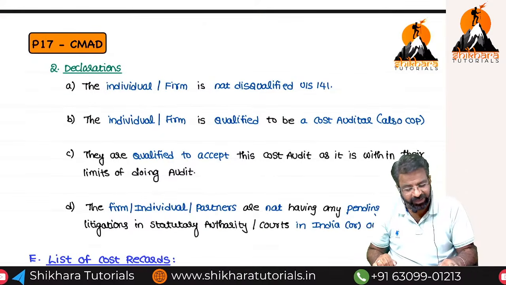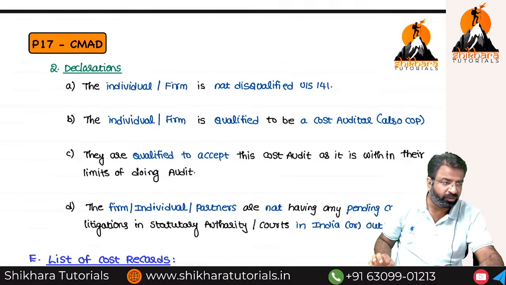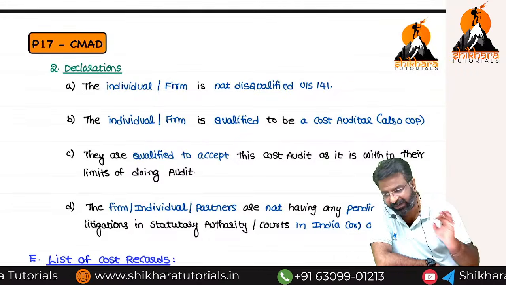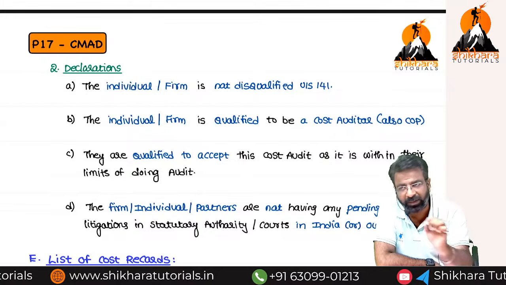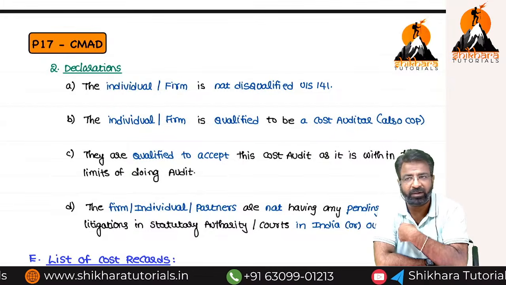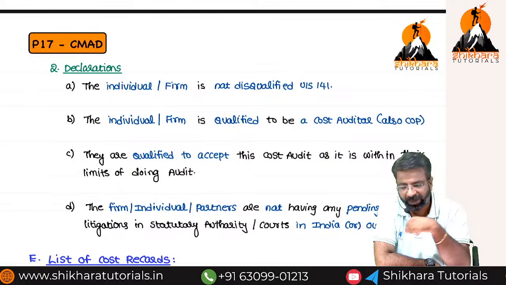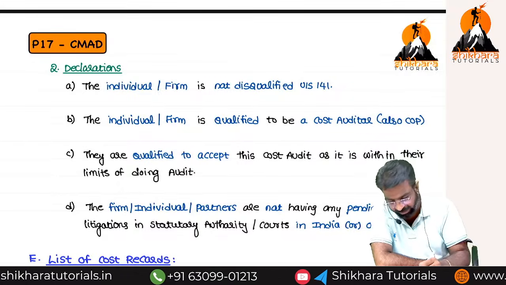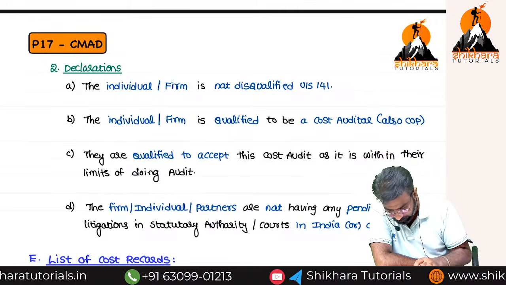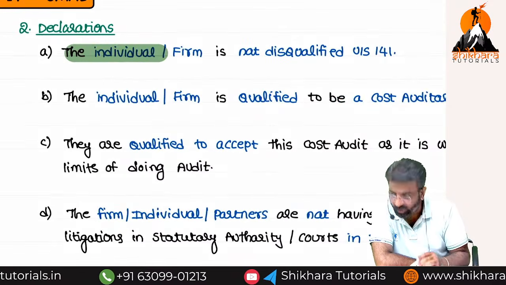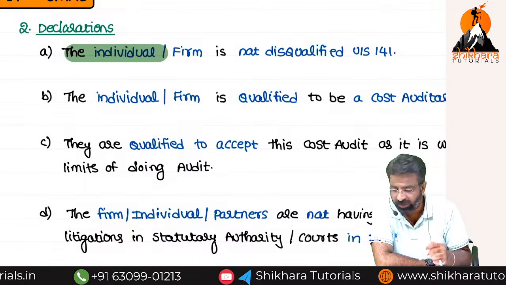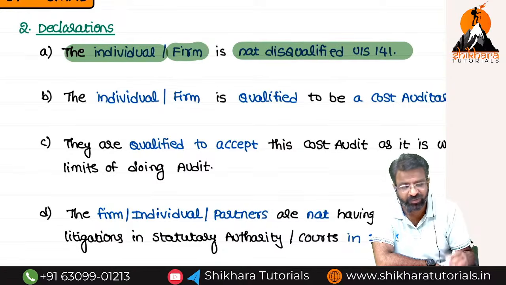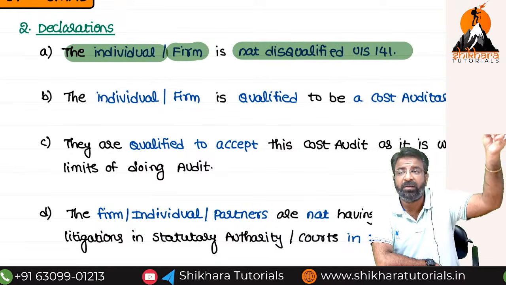Now, whenever you send the audit engagement letter to your client before being appointed as a which auditor? Cost auditor, there are some declarations you have to give to the client in writing on your letterhead. Whose letterhead? Cost auditor's letterhead. So my office letterhead I'll take and I'll give some declarations to the client. Can you read the declaration number 1? If I'm a sole proprietor, it means I'm an individual. Or if I'm a partnership firm or LLP, I'm a firm. I am not disqualified under section number 141.